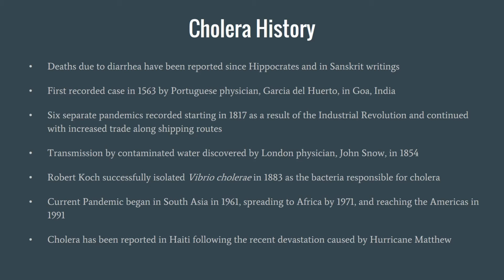There is a current pandemic that began in Southeast Asia in 1961. It spread to Africa by 1971 and reached the Americas in 1991. It is found in developing countries without proper sanitation or clean drinking water. It can also be brought about by natural disasters, such as in Haiti recently with the damage caused by Hurricane Matthew.